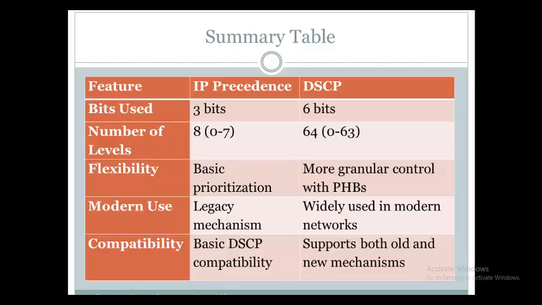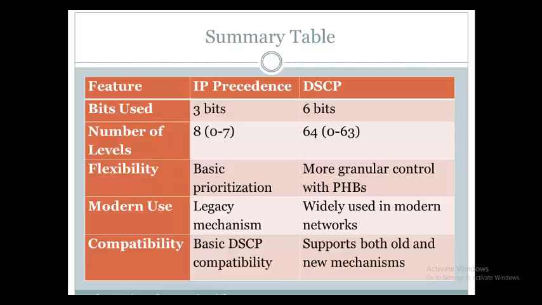With this per hop behavior, every router needs separate prioritization. Then DSCP is needed. IP precedence is the old one, legacy. DSCP is what is currently used, widely used in modern networks.